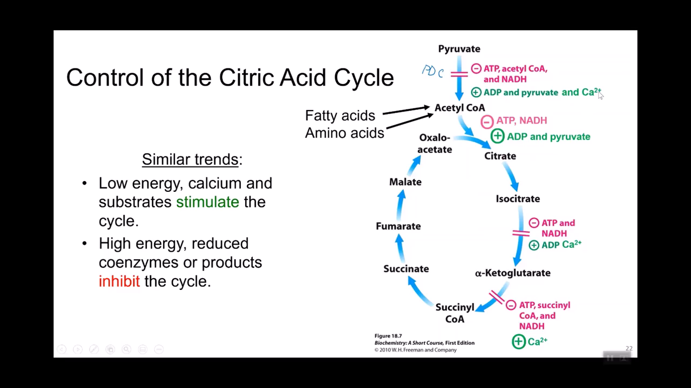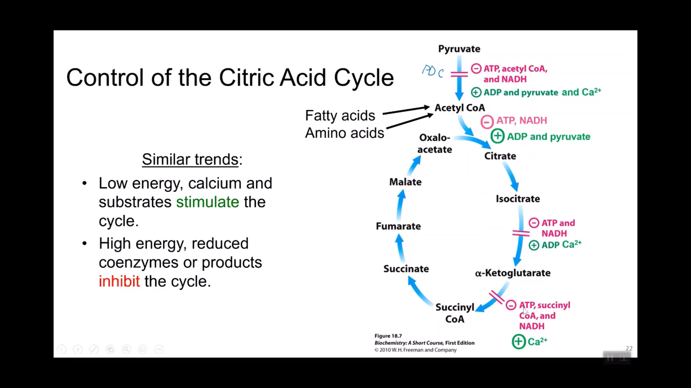Now, a similar trend can be seen for the first step of the citric acid cycle, where ATP and NADH, the high energy molecules, will inhibit this step in the pathway. And then you see ADP and pyruvate actually stimulating this first reaction. Steps 3 and 4 were those dehydrogenases that we looked at, and they both have large releases of free energy. And remember, this is also where we were seeing that oxidative decarboxylation happening. And they too are inhibited by the energy molecules.